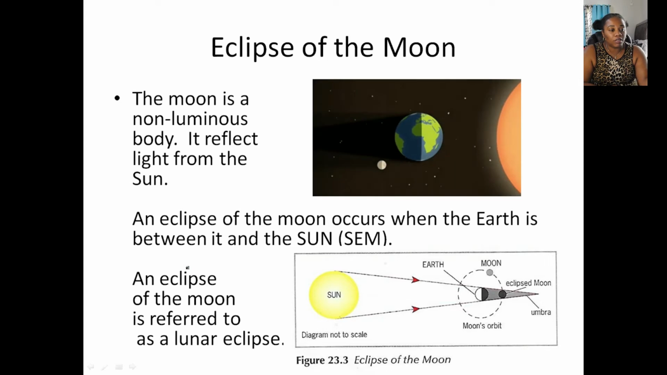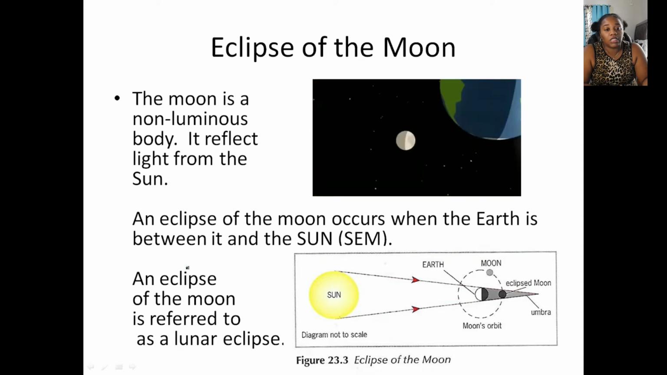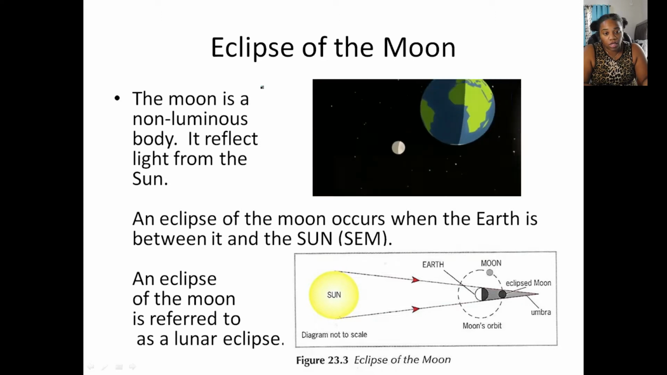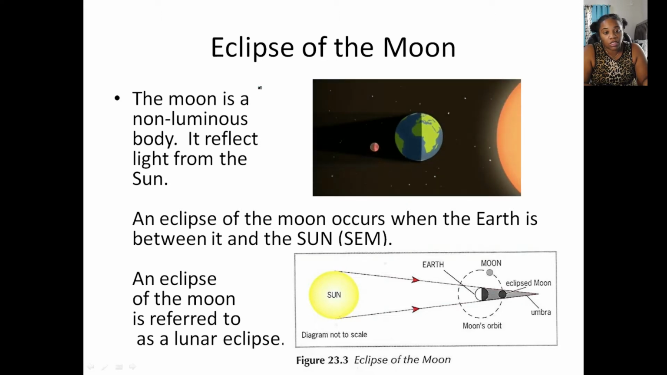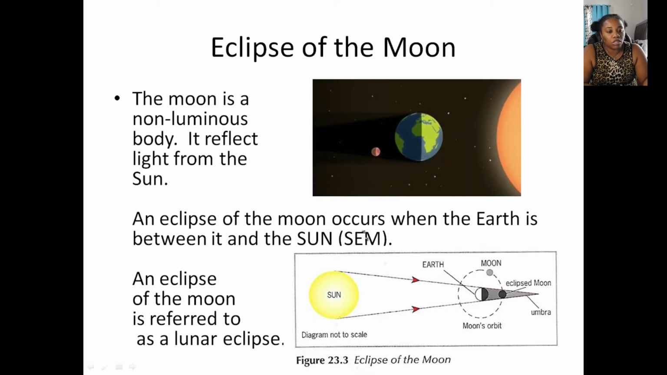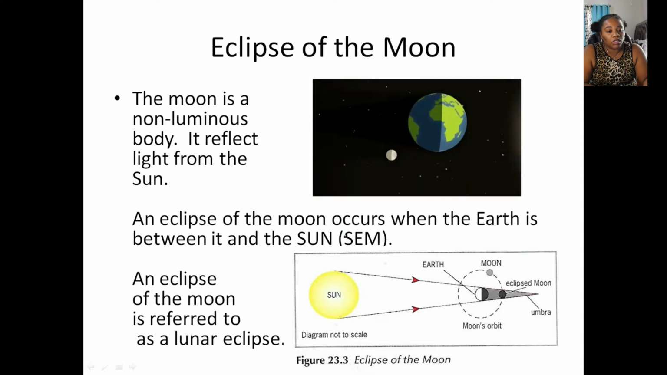Now the moon is a non-luminous body. It reflects light from the sun. An eclipse of the moon occurs when the earth is between it and the sun. So basically, when you eclipse the moon from the sun, something must be in front of the moon, and the only thing that could be in front of the moon is the earth. But the sun isn't going anywhere, it's in the center, not moving. So an eclipse of the moon is a lunar eclipse. Okay? So how I remember that is sun, earth, moon. So the earth is in the center, in between the sun and the moon.